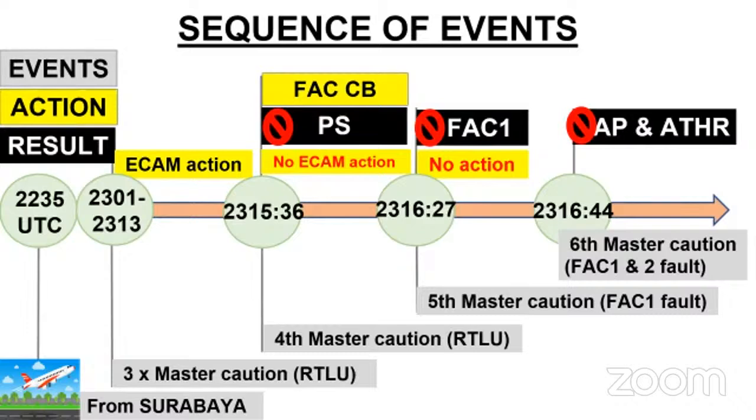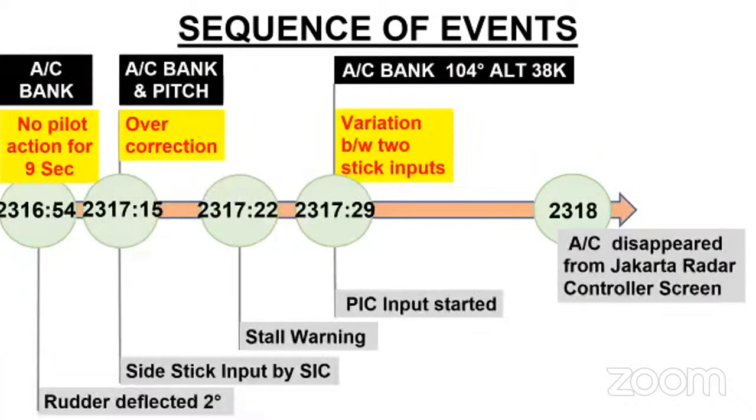In absence of the autopilot, the rudder got deflected by 2 degrees, resulting in a roll rate of 6 degrees per second to the left, and without pilot input for 9 seconds, the aircraft banked 54 degrees. The second in command responded by overcorrecting and giving a pitch-up input from his side stick. The aircraft stall warning got activated and continued till the end of the recording.